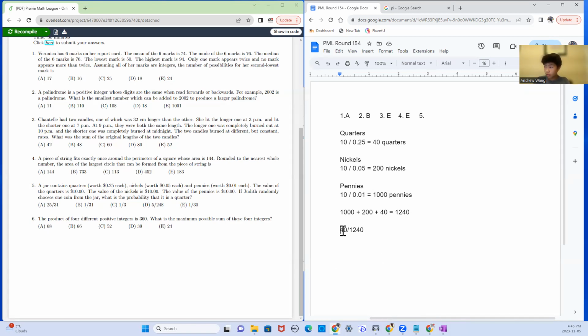So this is the probability, but this can actually be simplified because as you look at the answers, you won't actually see 40 and 1,240. So we can simplify this. We divide both sides by 40 and we get 1 to 31. So the probability of getting a quarter from this jar is 1 over 31. So the answer is B. So the answer to question 5 is B.